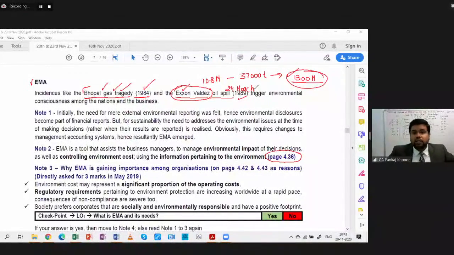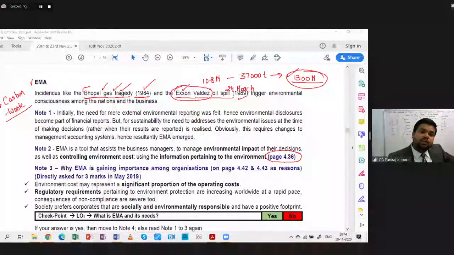So what happened earlier? Whenever companies file their annual report, they start explaining their environment footprint. Environment footprint is nothing, but the company just tells how much of the carbon they are producing in an individual year, how much of the waste they generate in an individual year. But they are just going to tell, okay, this much of the carbon they are creating, this much of the waste they are creating. They are not doing anything regarding that.